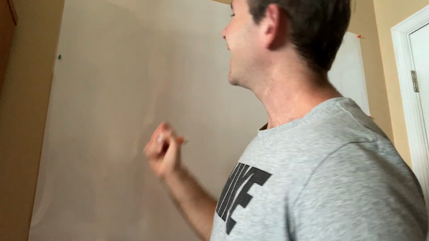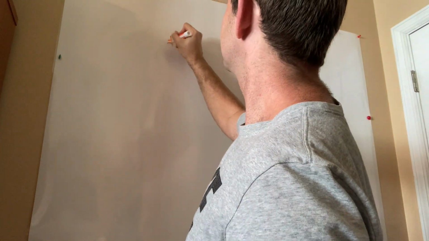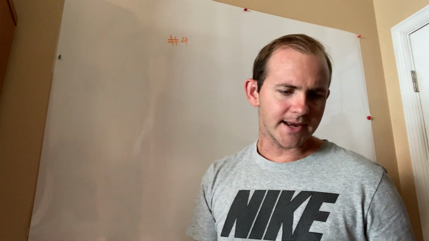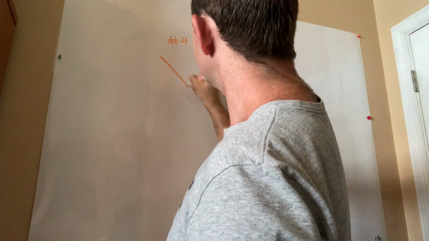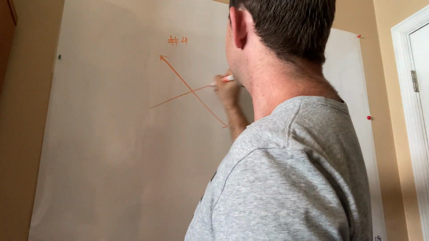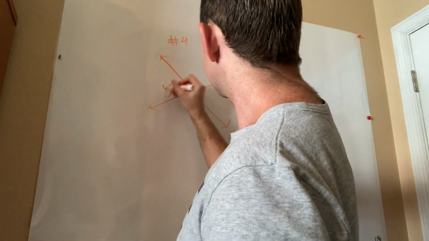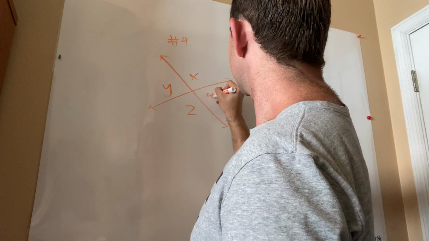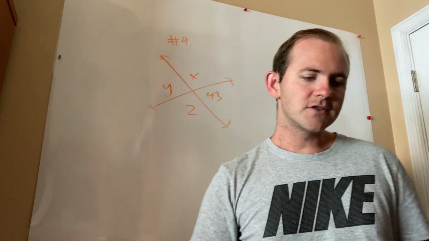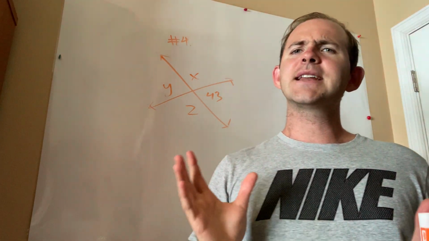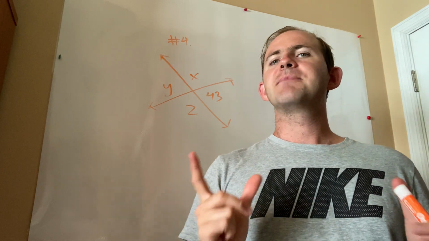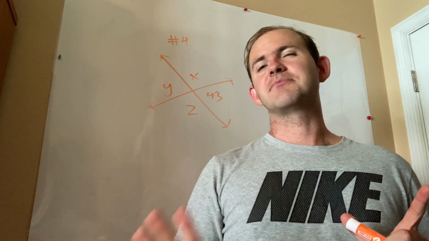Now let's take a look at example number 4. All right, example number 4, they give me two intersecting lines. So let's take a look at this. Oh my God, so many variables. Y, X, Z, and 43. Okay, so first things first, let's identify what kind of angles we have.